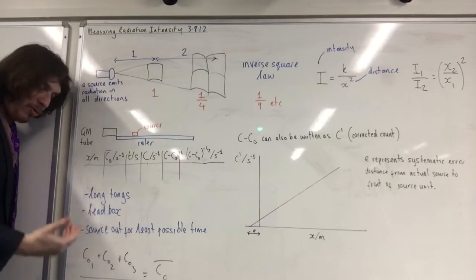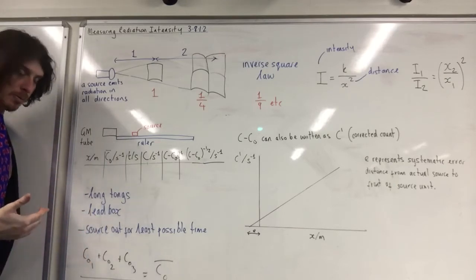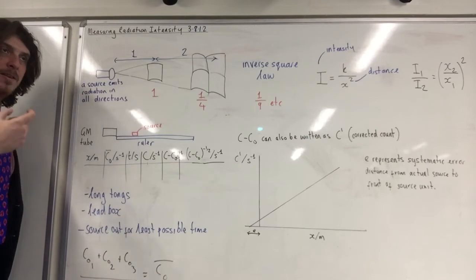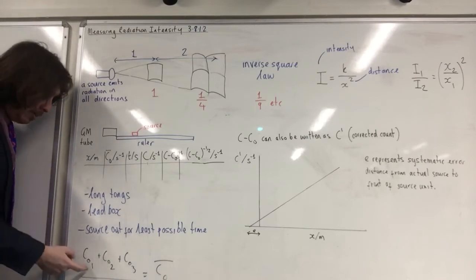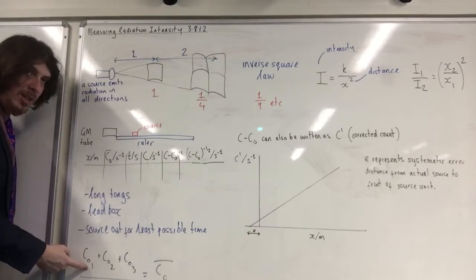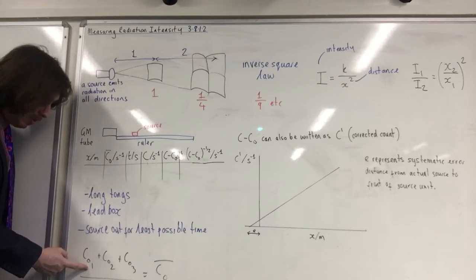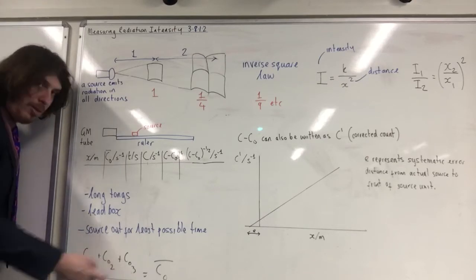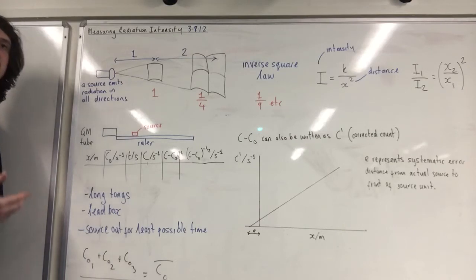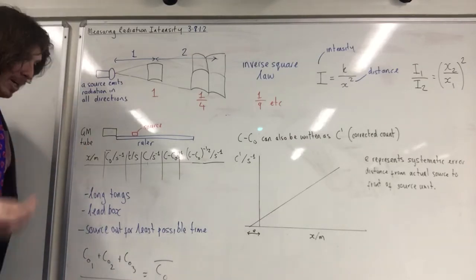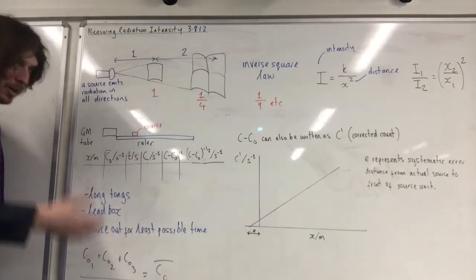So, without the radioactive source in the room, you need to spend 5 minutes finding out the background radiation count, and then dividing that by the 300 seconds to figure out count per second. And you need to do that 3 times. You need to take 15 minutes, taking 3 background count readings, and then take an average.